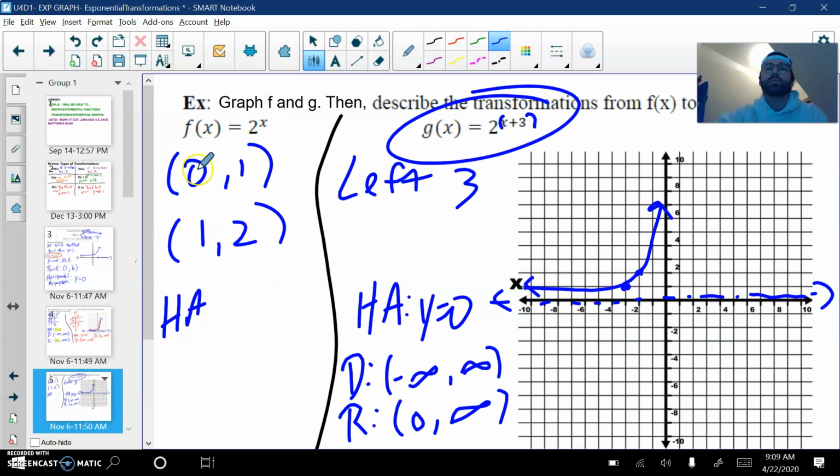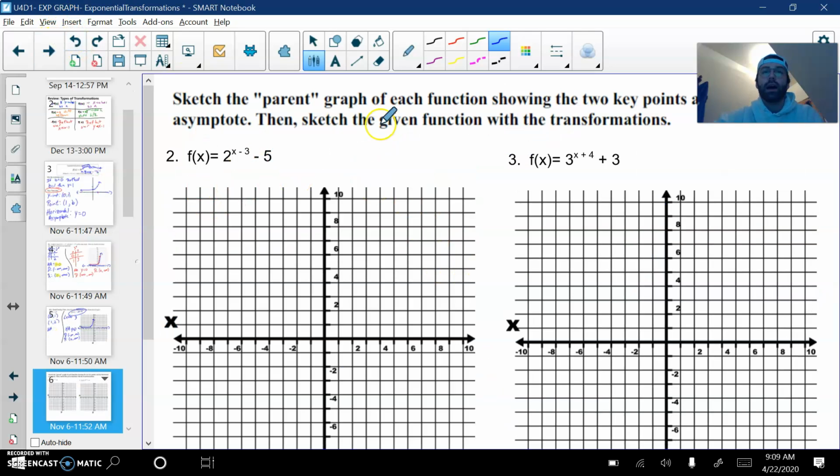Remember, how do I know that it's these 2 points? Well, you're always going to start with 0, 1, and I'm always going to start with 1, comma, whatever our base is. Our base here was 2. All right, so now we're going to double shift it. So again, I started with 0, 1, and 1, 2.